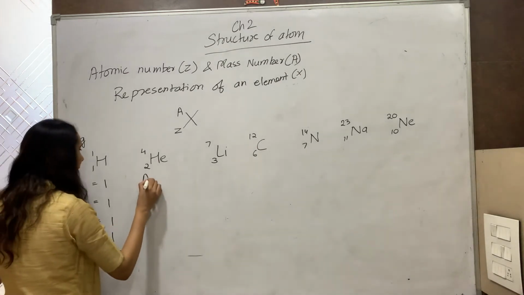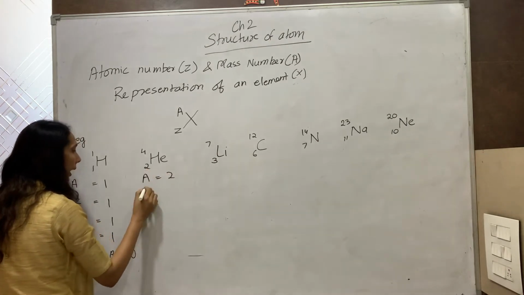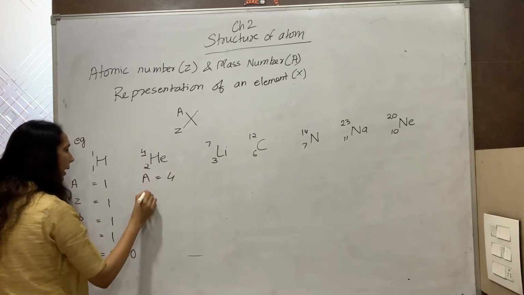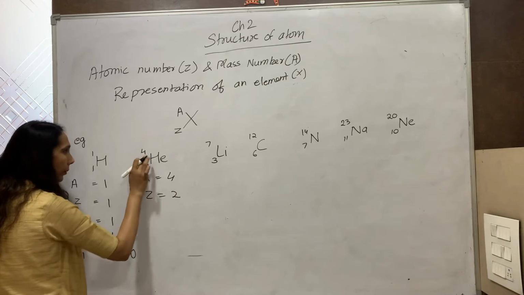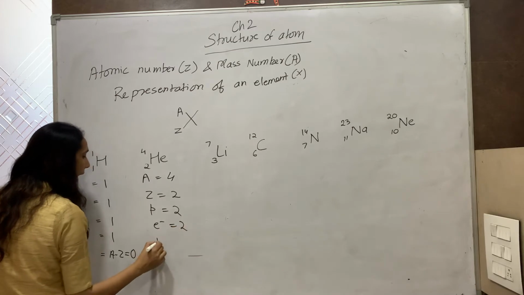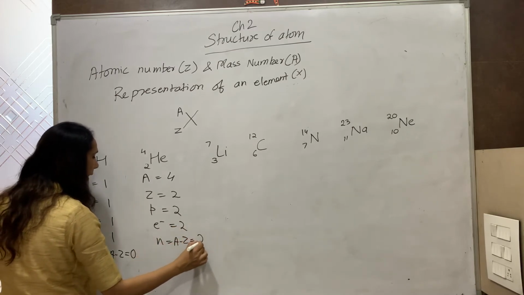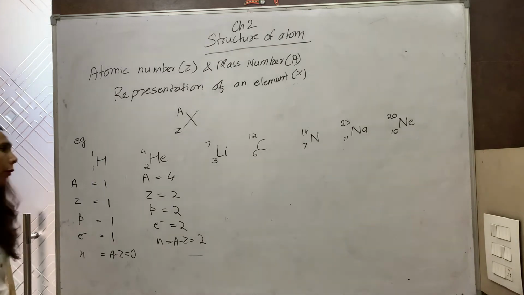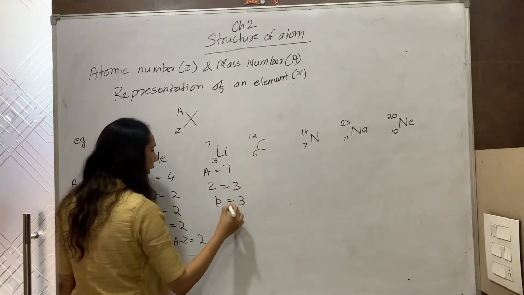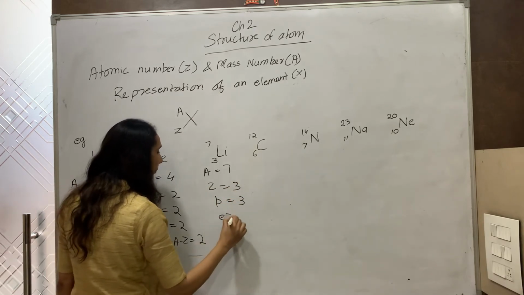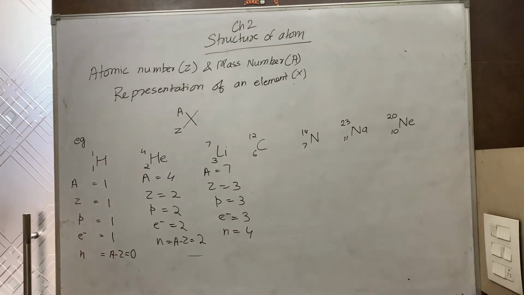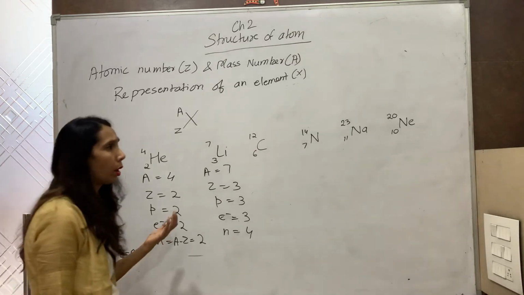Now I come to helium, same way. A is equal to 4, written on the top. Z is equal to 2, written here. Then the number of protons is equal to Z, 2, the number of electrons is 2, and neutrons are A minus Z, that is 4 minus 2, which is 2. Same way for lithium, A comes out to be 7, Z comes out to be 3, so protons will be 3, electrons will be 3, and neutrons will be A minus Z, that is 4. And similarly, we can write the atomic number, mass number, and number of protons, electrons and neutrons for all of them.